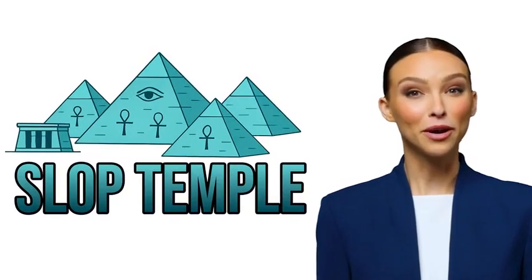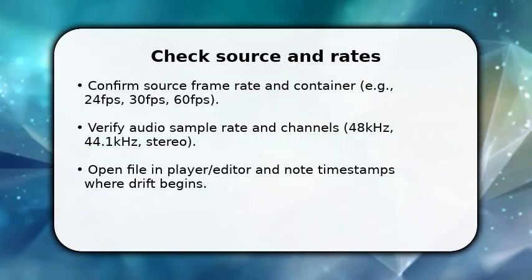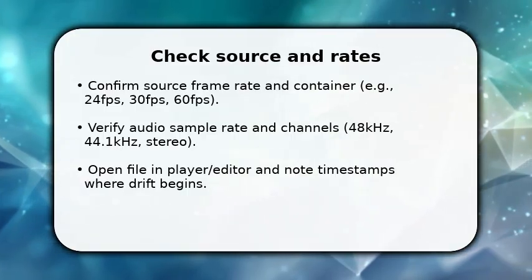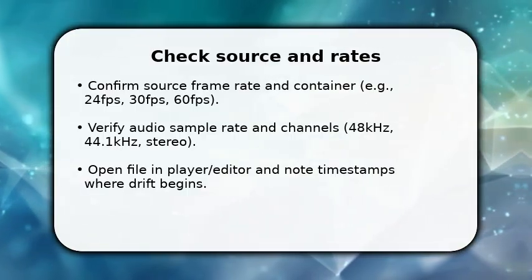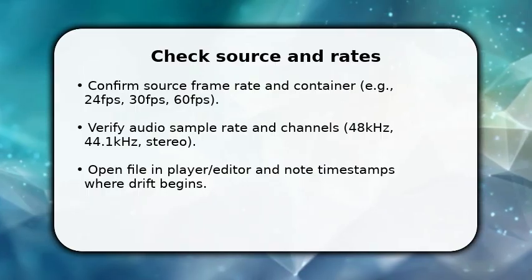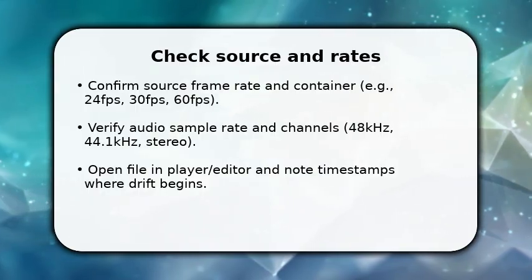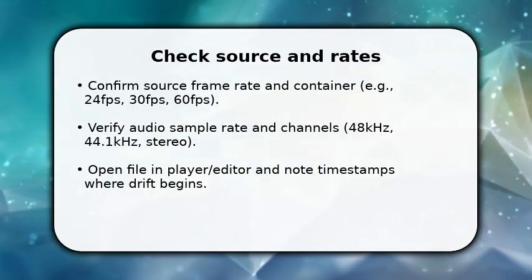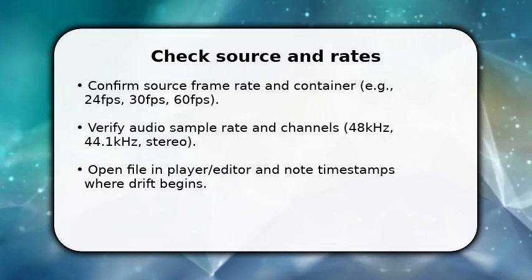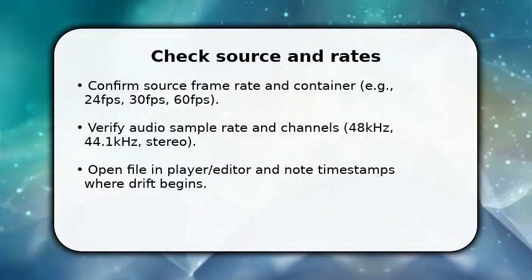We pray this video helps. You start by confirming what you have and why mismatch happens. Open the file and note drift points, then read frame rate and audio sample rate. Once done, compare container frame rate to project settings because a frame rate mismatch causes progressive drift over time. Make sure your audio sample rate matches your timeline, otherwise resampling will stretch or compress sound.